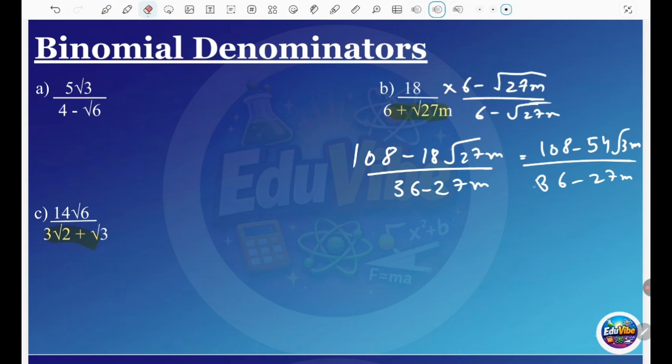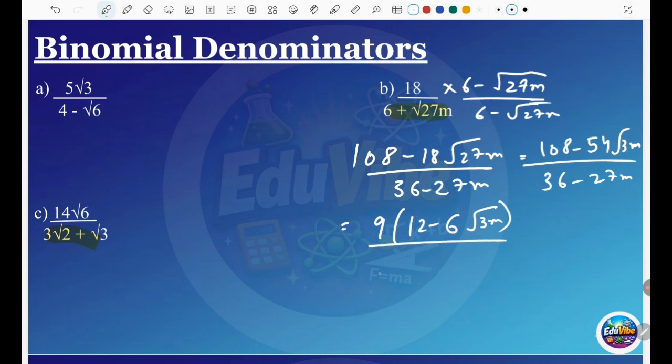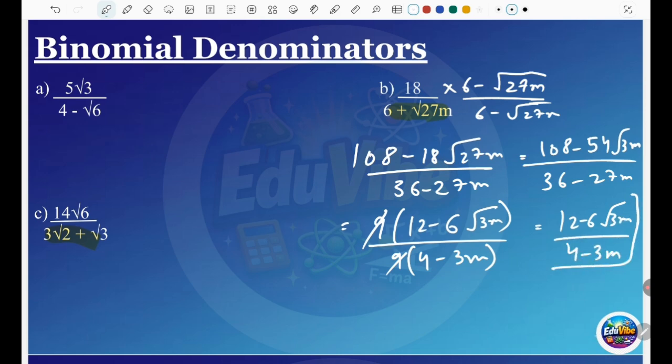So that's all from the first lesson we did, mixed radical to entire radical, or entire radical to mixed radical. Now you have a 9 in common. So 12 minus 6 root 3m divided by this whole thing, which is again 9 in common in the denominator: 9 times 4 minus 3m. 9 cancels out. What do we get? 12 minus 6 root 3m upon 4 minus 3m. So that's how you can solve.